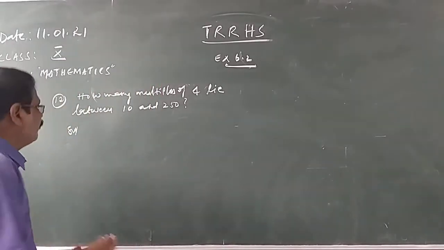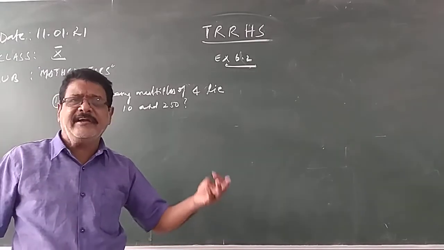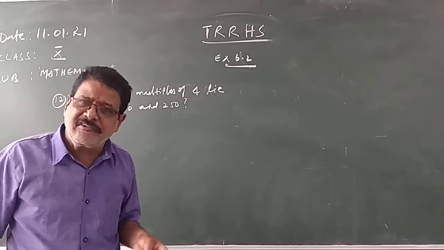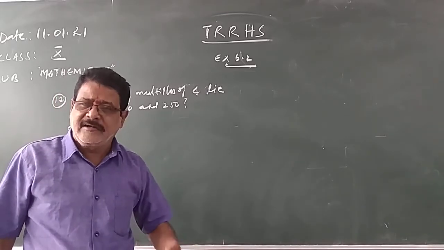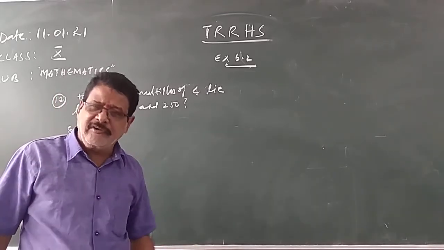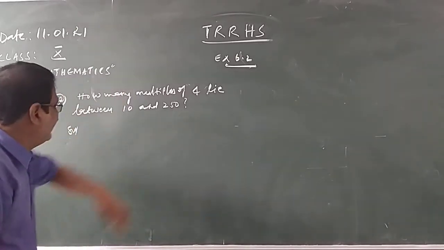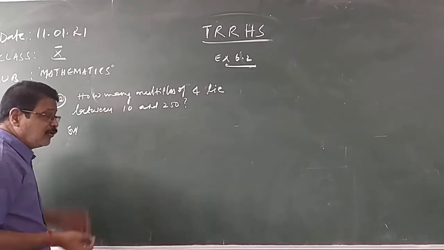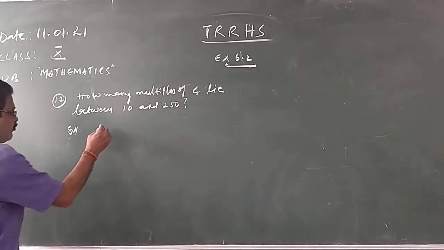Multiples of 4 means the 4 table. 4 1 is 4, 4 2 is 8, 4 3 is 12, 4 4 is 16, 4 5 is 20, 4 6 is 24, 4 7 is 28, 4 8 is 32. These are all 4 multiples. After 10, what is the 4 multiple? Between 10 and 250, after 10, the 4 multiple is 12.